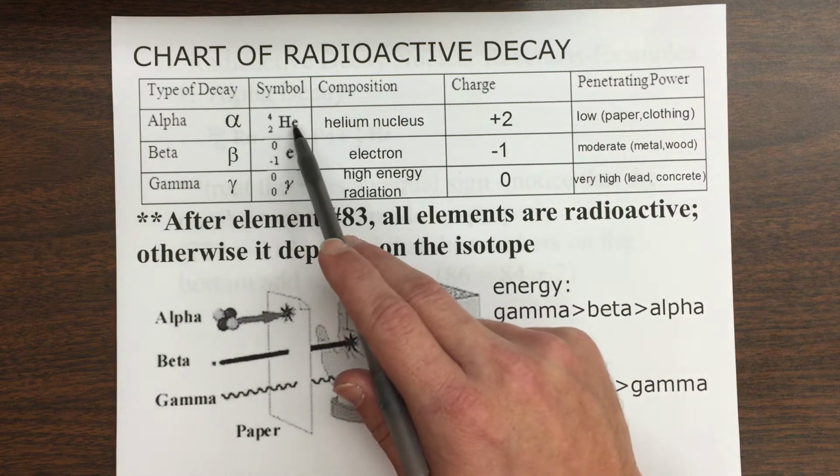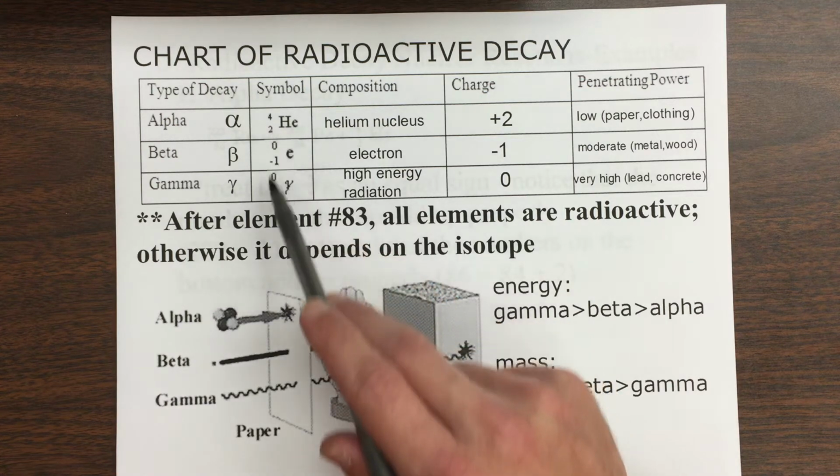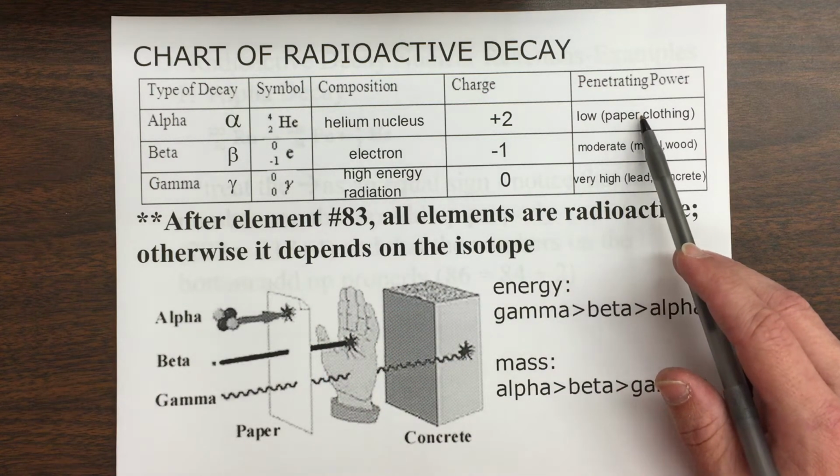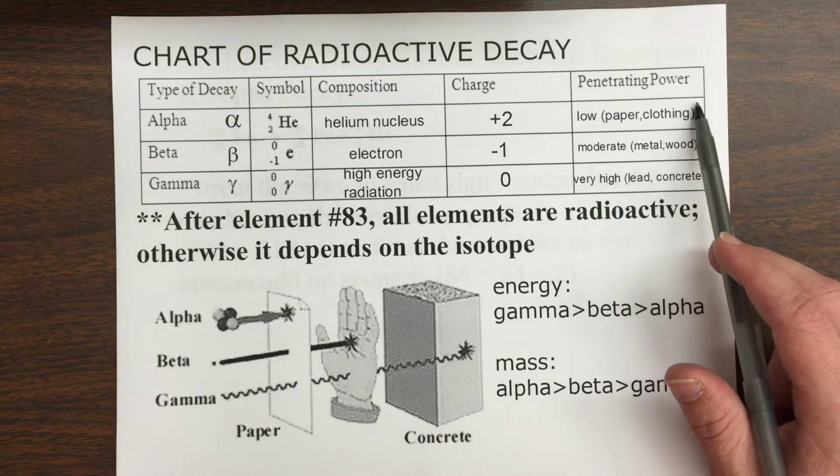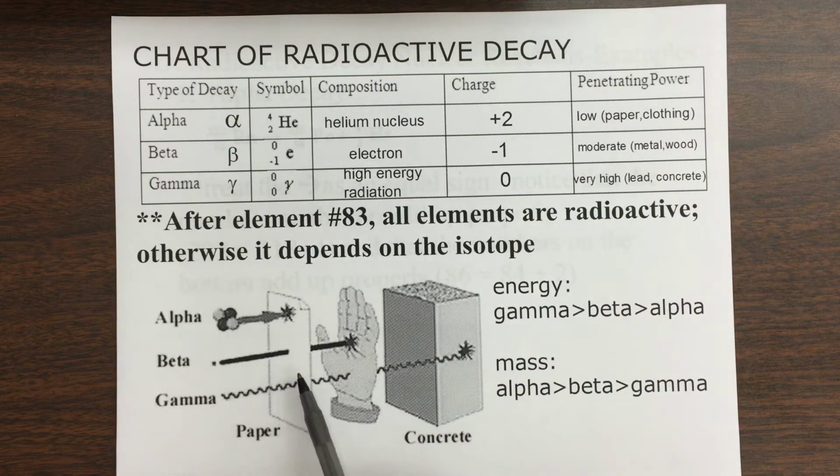Now, this is relatively big compared to the other decay particles, so it has very low penetrating power. It can be stopped by paper or clothing, as you can see in the diagram down here.